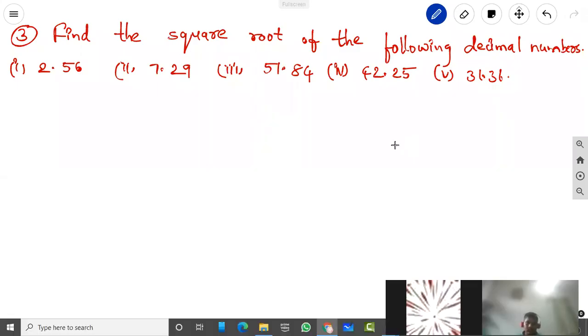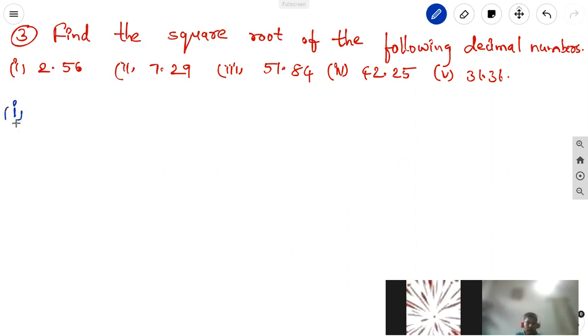Find the square root of the following decimal numbers. The first one 2.56, second one 7.29, third one 51.84, fourth one 42.25, fifth one 31.36. We can find the square root by the long division method.